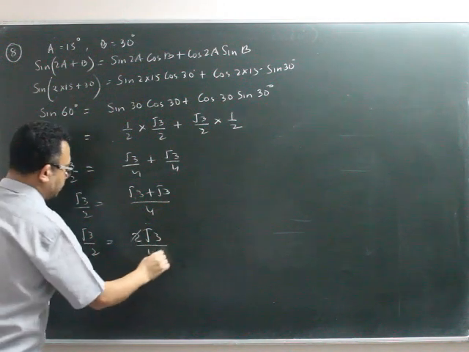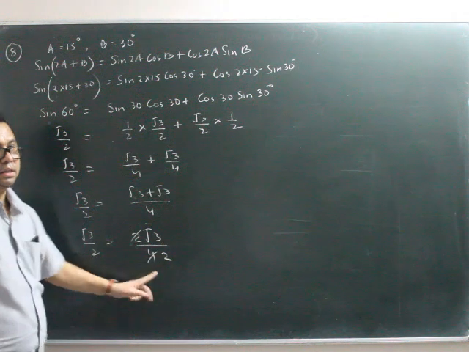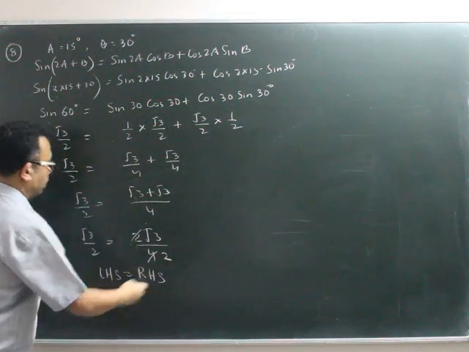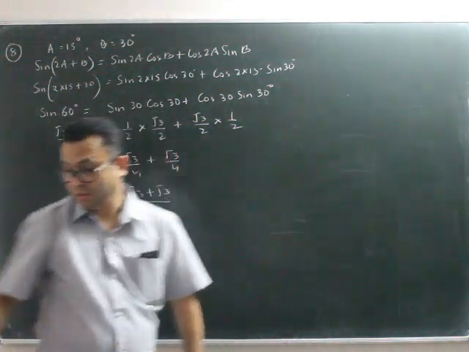As you cancel it, 2 will go into 4 two times. There you are, root 3 by 2. Right side also you have root 3 by 2. So now you can say left hand side is equal to right hand side. This is your question number 8.